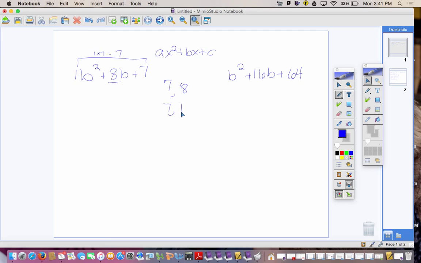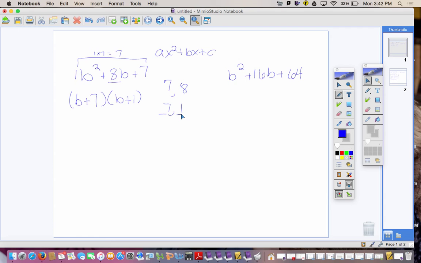So we can rewrite this trinomial as the product of two binomials, and it's simply b plus 7 times b plus 1. We're using these two numbers that we just determined would satisfy those requirements.